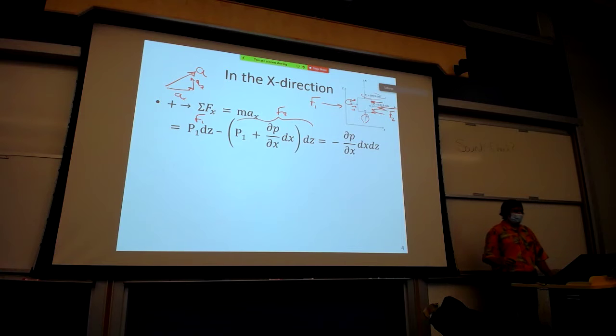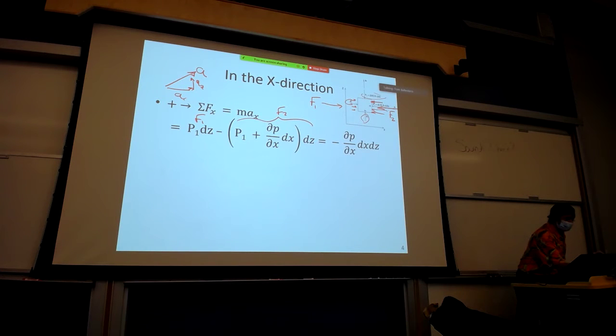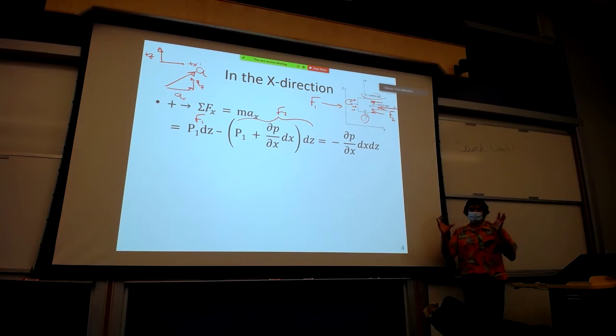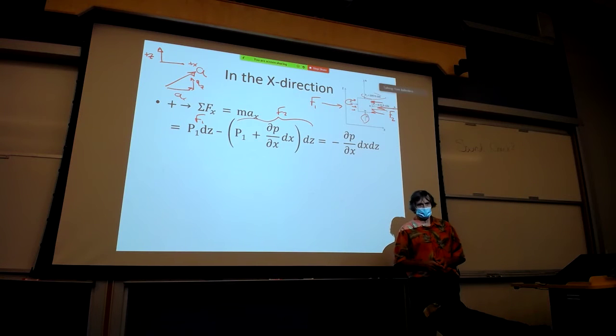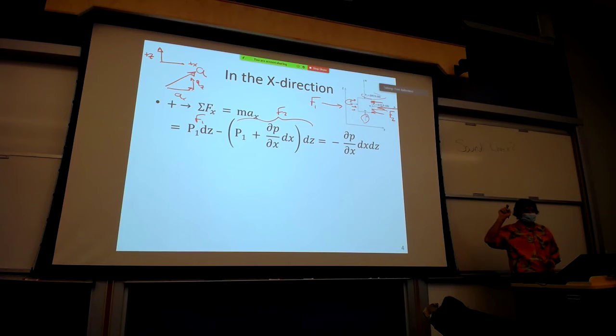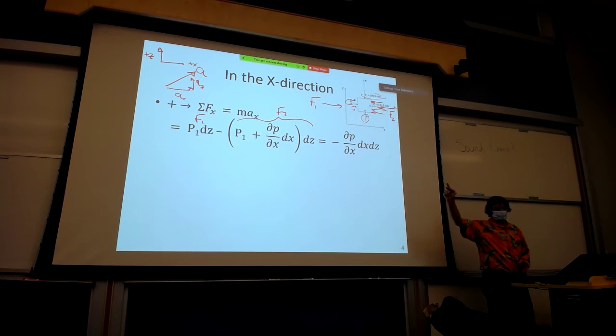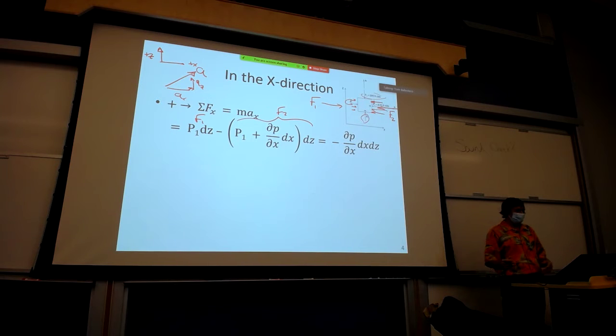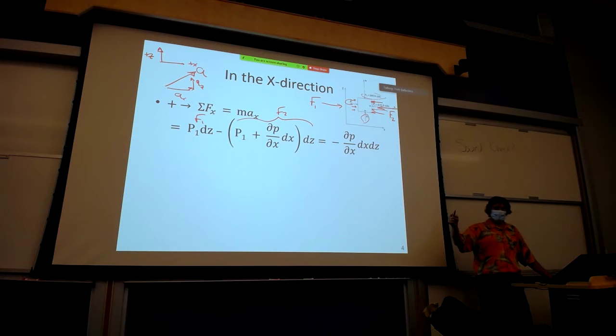And first, our sign convention is that x is positive to the right and z is positive upwards. And that's consistent with what we did with fluid statics. So on the left-hand side, F1 is directed in the positive x direction, so it has a positive sign in front of it. For F2, it's directed in the negative x direction, and so you have a minus F2.